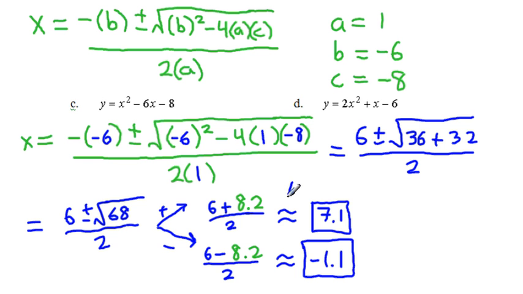Notice how I use the approximation symbol, not an equal sign. 6 minus 8.2 divided by 2 is about negative 1.1. And I'm using the approximation symbol because the square root of 68 is about 8.2, not exactly 8.2. So these are approximations, but they're close to the tenths place. So there's that. Let's move on to problem D.